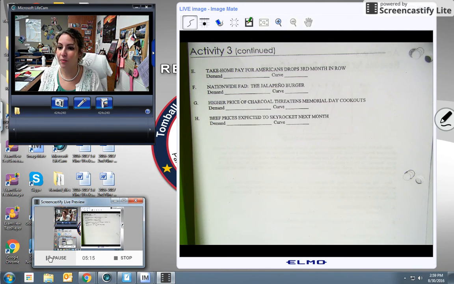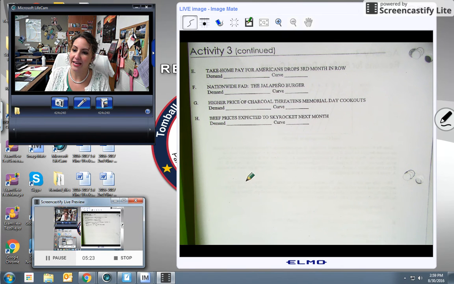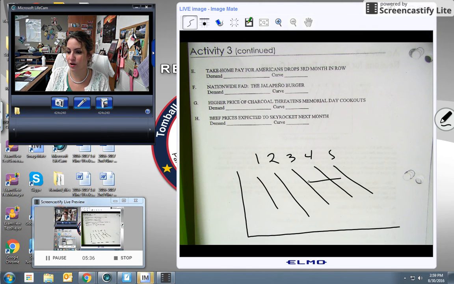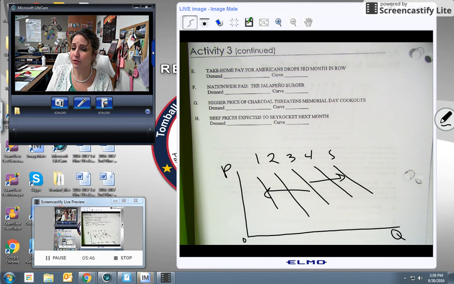All right, so we're now back on E, F, G, and H, and the previous question left off on curve number 2. And remember, it was 1, 2, 3, 4, 5. And here are our demand curves. You can just flip to the front, but it's easier for me to just redraw it. Going to the right is an increase, going to the left is a decrease. We have price on the y-axis, 0 at the origin, and quantity on the x-axis. The previous question left off at curve number 2.